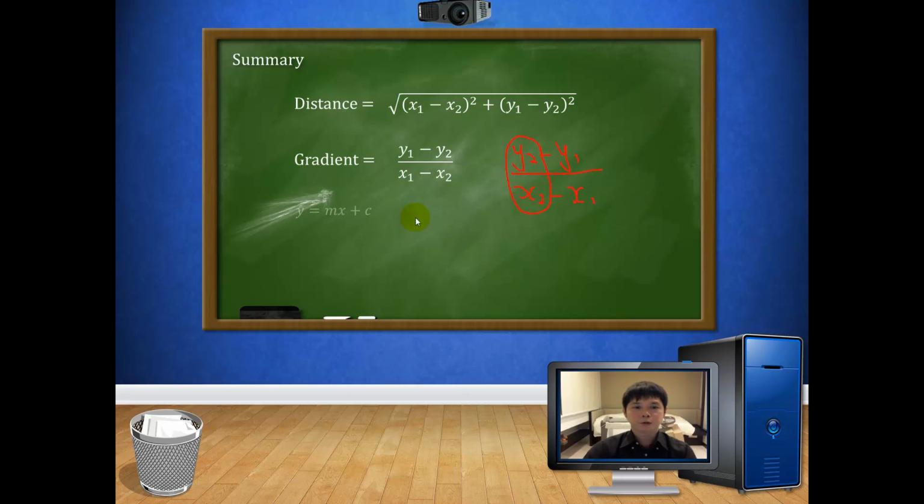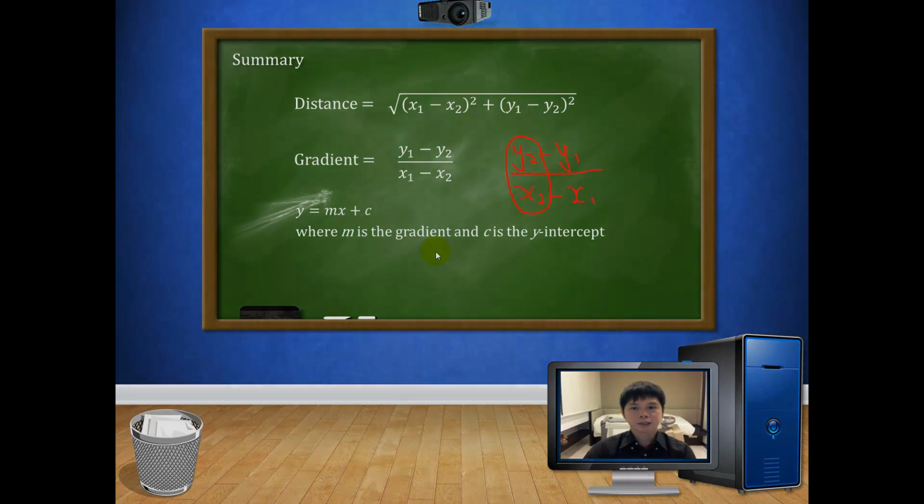We also learned about the gradient-intercept form y equals mx plus c. Finally, please remember that m is the gradient while c is the y-intercept. And to have the gradient-intercept form, we must have y as the subject, which means that the coefficient of y must be 1. Well, that's all for this whole chapter. Do review your notes again and be careful when you are memorizing the formulas.